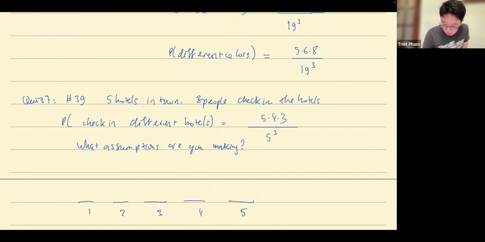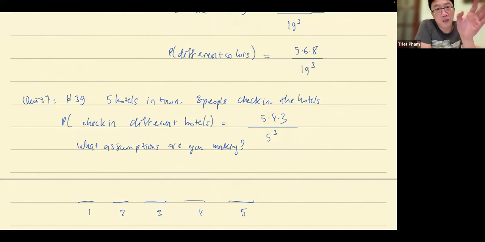Now let's finish with this. What assumption are we making? It's not super important here, but we are definitely assuming equally likely outcomes, meaning all the 5 cubed choices are equally likely. So you can say the hotels have no different preference. For example, if there is a hotel that's really strongly preferred generally, then the division by 5 cubed would probably not be valid, because people would tend to go to the same hotel.